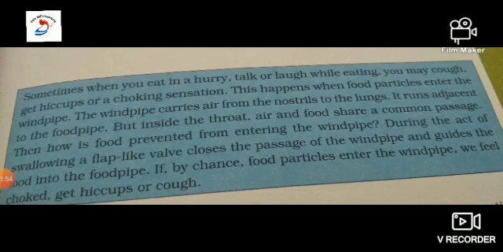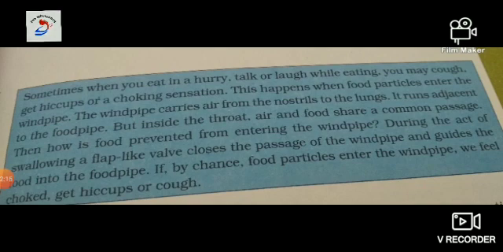Now, here are the interesting questions. Here you have value-based questions. Our ancestors and the elders at home used to say we should not talk or laugh or eat in a hurry. Why? It has its own scientific fact. Let us all obey the words of our elders.